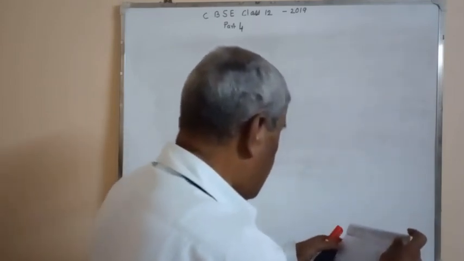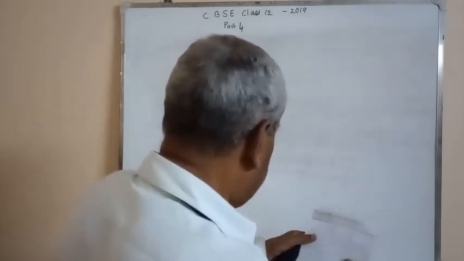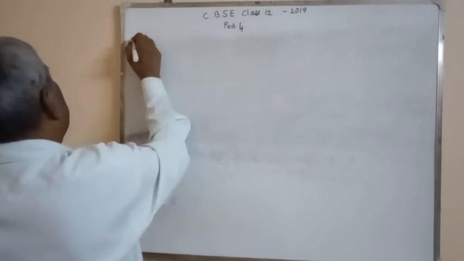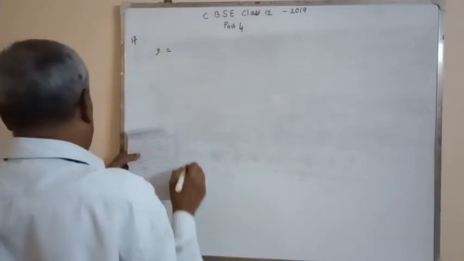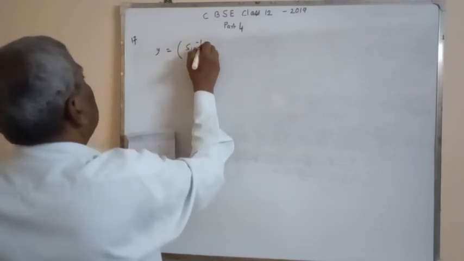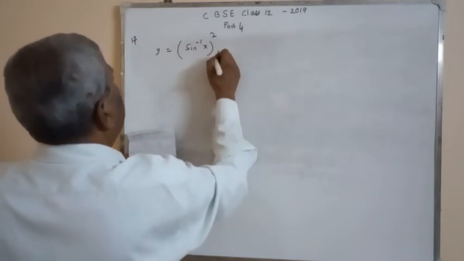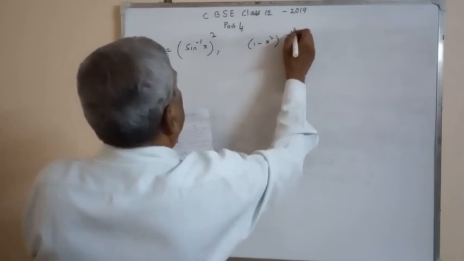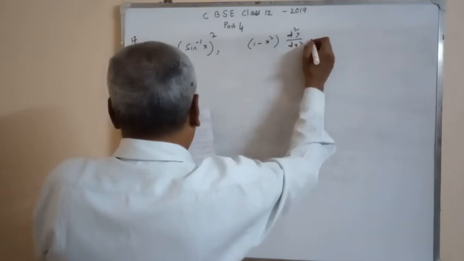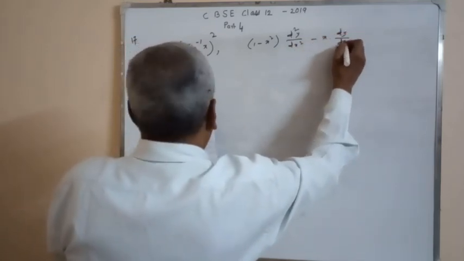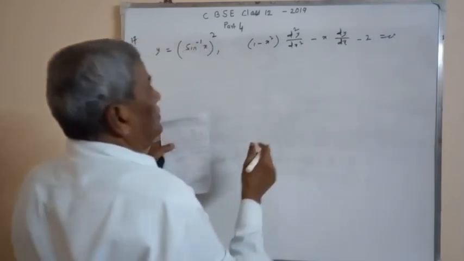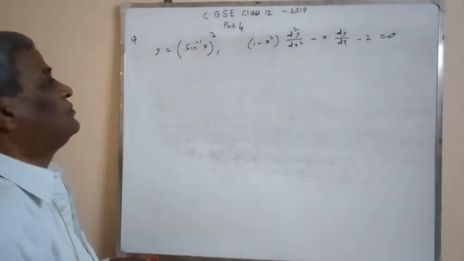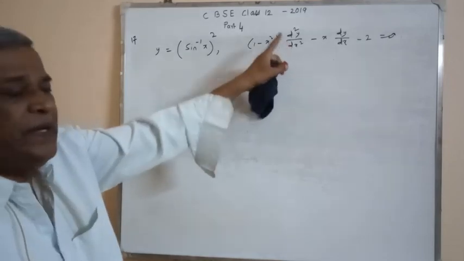Our next problem is problem number 17. If y is equal to (sine inverse x) whole square, prove that (1 minus x square) into d2y/dx2 minus x into dy/dx minus 2 is equal to 0. So the given thing is this, and we have to prove it.